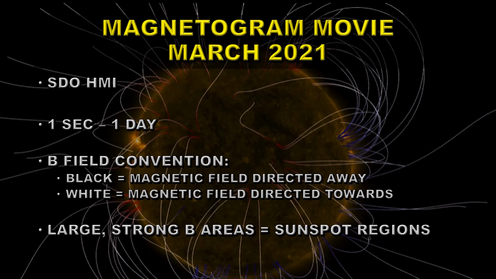The magnetic field convention here is that black areas are magnetic fields directed away from you. White is magnetic field areas that are directed towards you. Large, strong magnetic field areas are generally associated with sunspot regions.